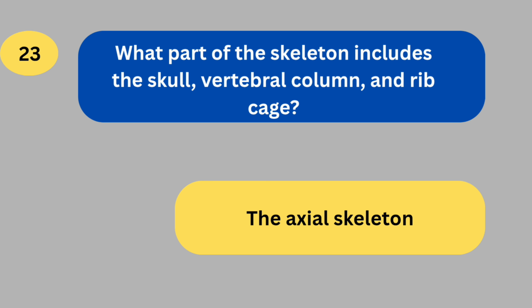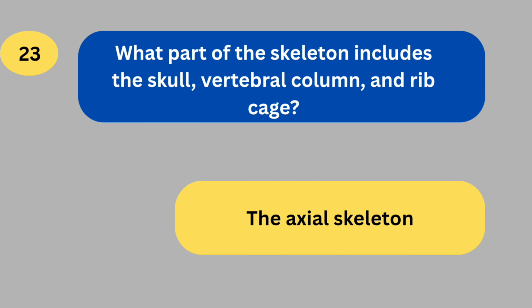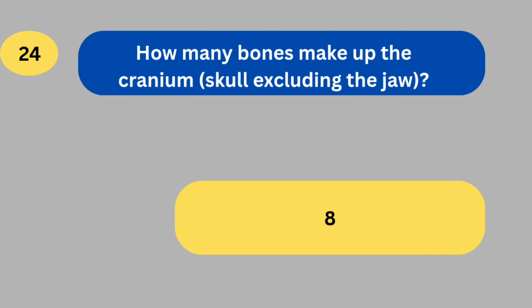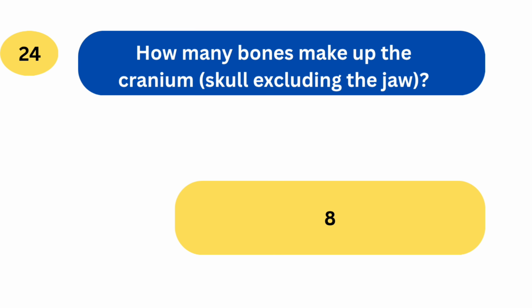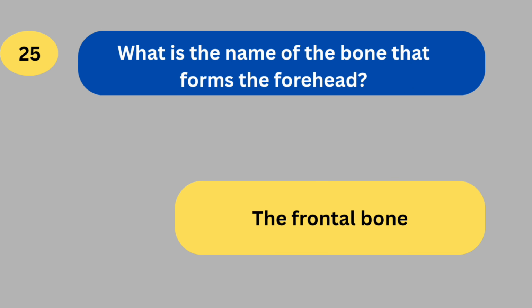Next question. What part of the skeleton includes the skull, vertebral column, and rib cage? Answer. The axial skeleton. Next question. How many bones make up the cranium, skull excluding the jaw? Answer. 8. Next question. What is the name of the bone that forms the forehead?